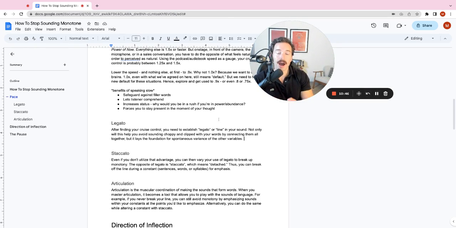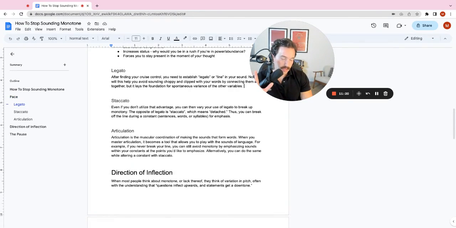So you can break off the line during one of the constants. There I was breaking it off in words. But if I'm speaking very legato during a whole phrase, then the next phrase that I speak can be staccato. The first one that I did, I was detaching words. But then we can also speak staccato for syllables. Syllables. However you want to do it.